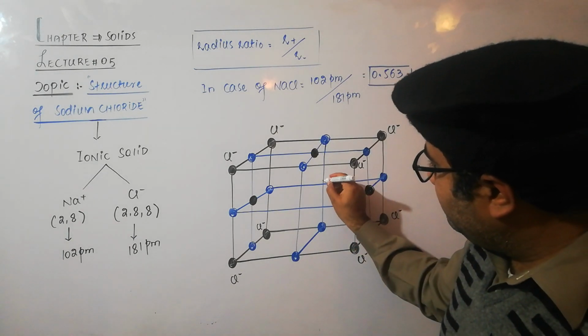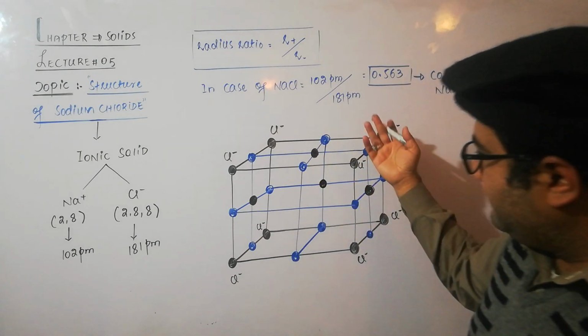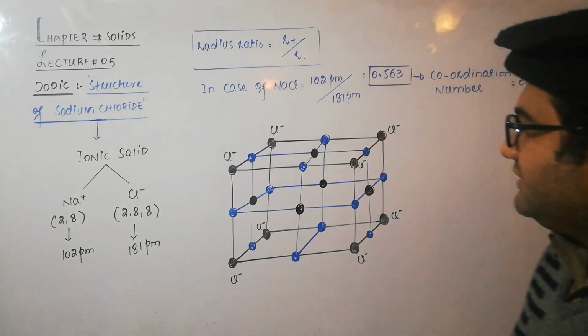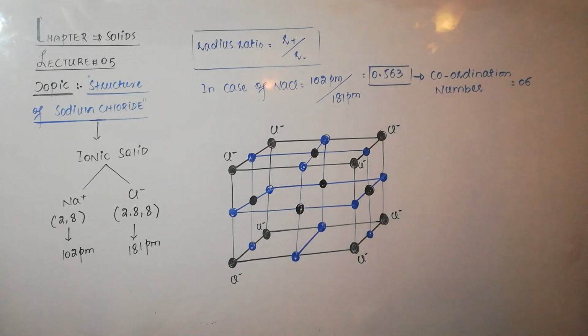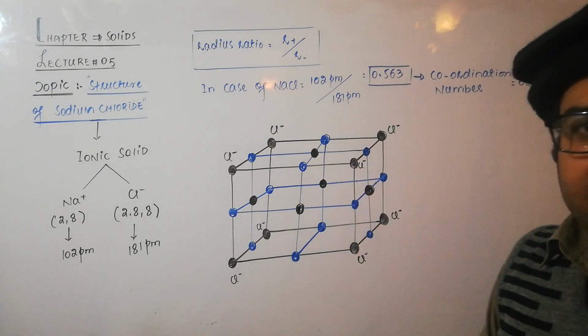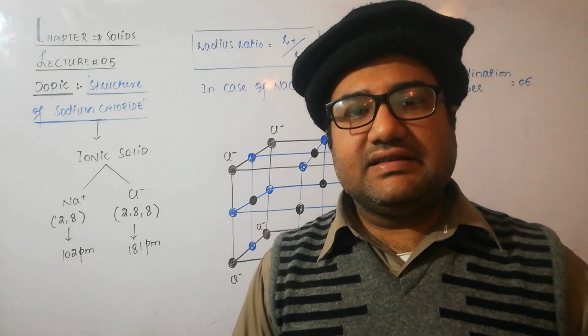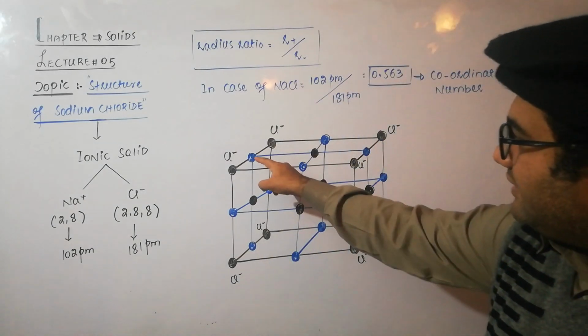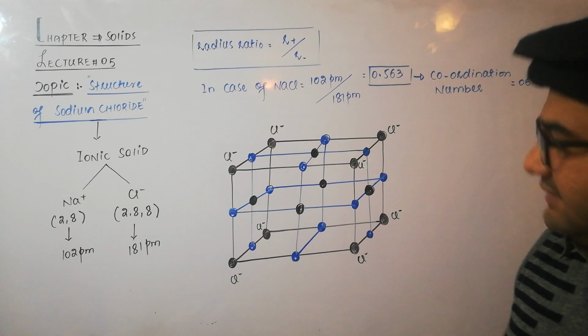One is this one, center of the back face, and one is this one, center of the front face. Again place 2 chloride ions here. So chloride ions will be at the center of the faces and they will be present at the corners. And the sodium ions, they are present at the center of the edges.